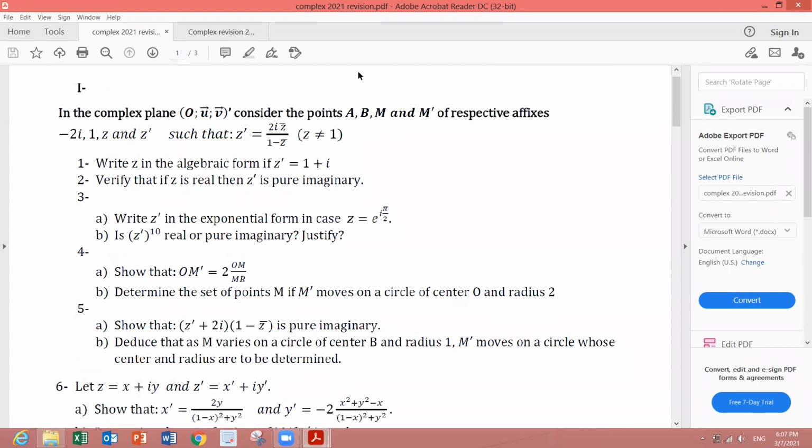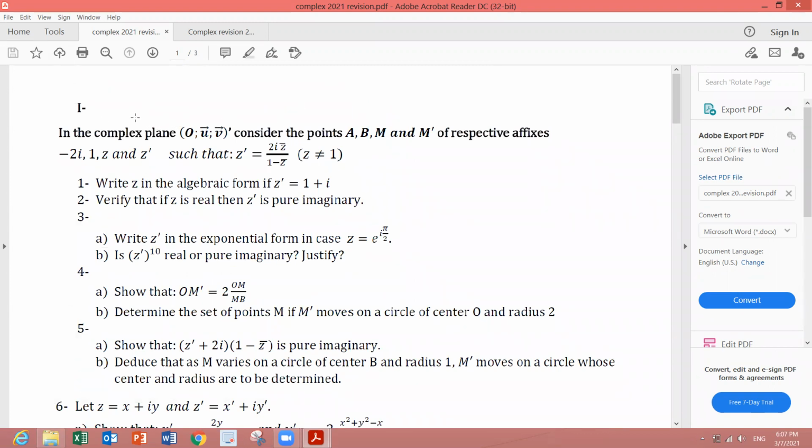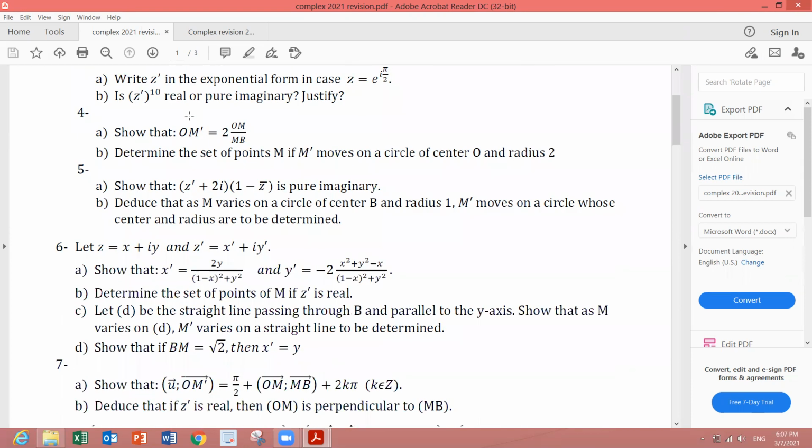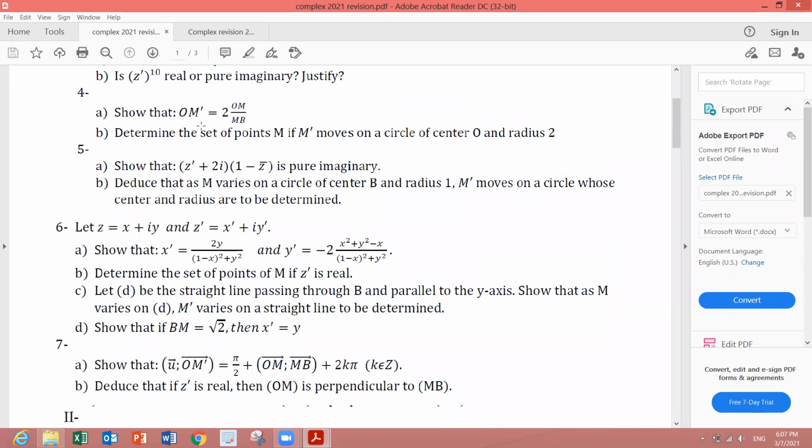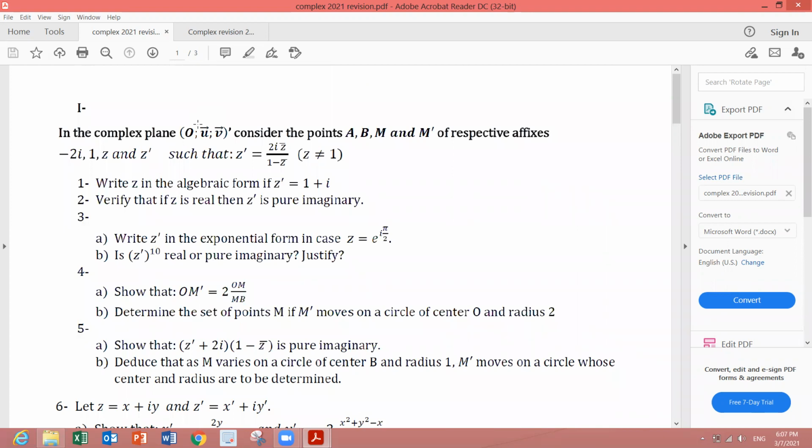Today we are going to solve the first exercise, the first problem. It is a very important problem. Please watch it, write the notes, and if you have questions, you can ask me next time.